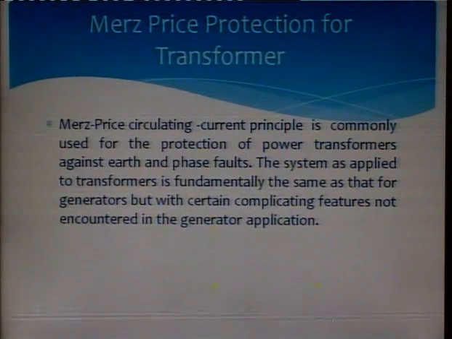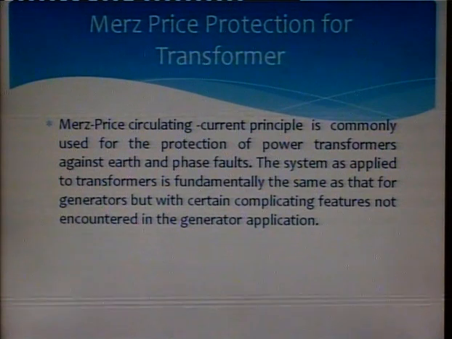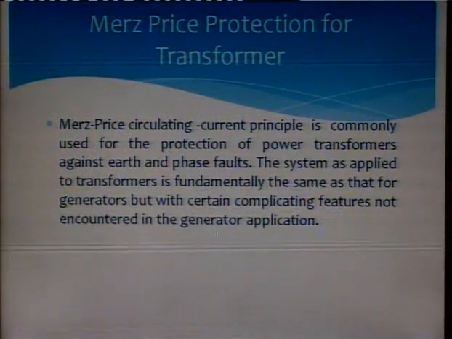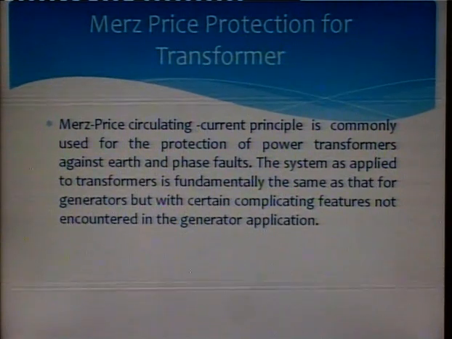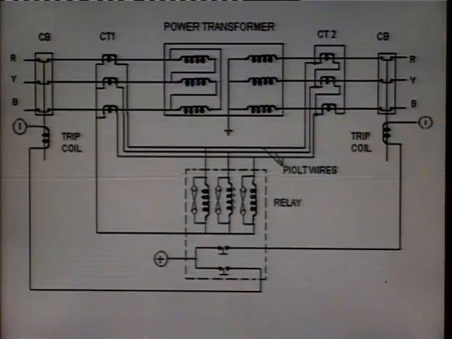The Merz-Price circulating current principle is commonly used for the protection of power transformer against earth and phase faults. So the system as applied to transformer is fundamentally the same as that for the generators, but with certain complicating features not encountered in the generator application. So this is a Merz-Price protection.